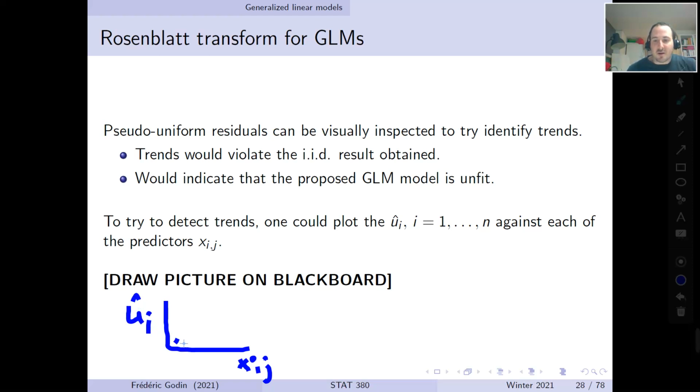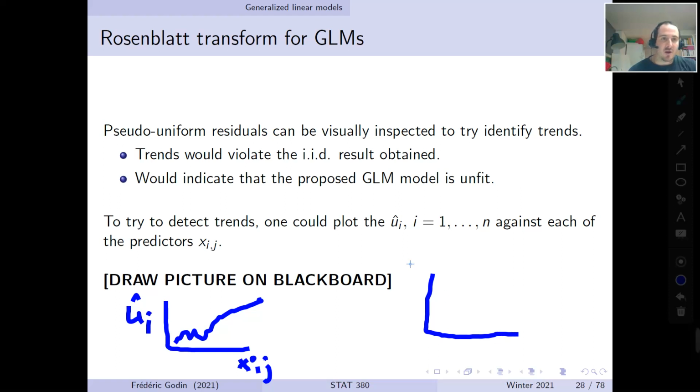So if you have a trend, for example, you have an observation like this, clearly the residuals are not independent from x. So this shows your IID assumption: I said IID, but not only should they be independent from each other, the residuals should also be independent from the predictors. So if you have something like that, then clearly the GLM model is not fit.